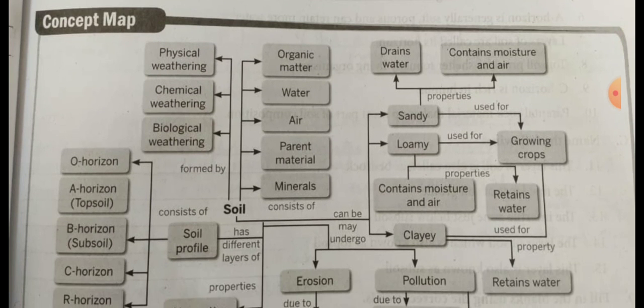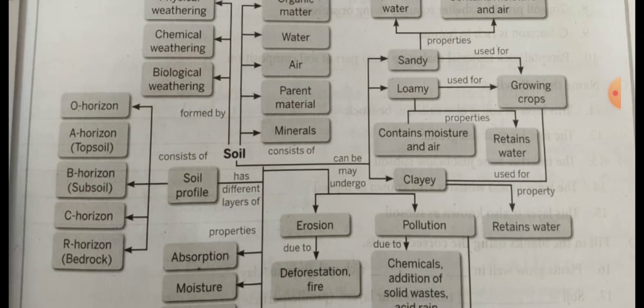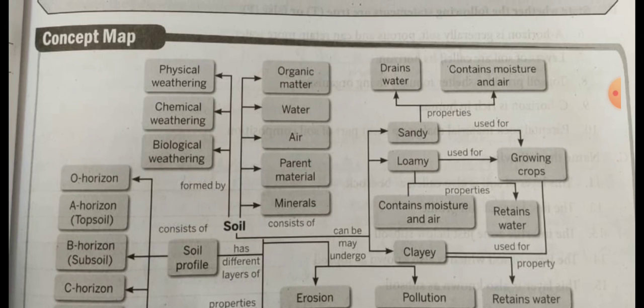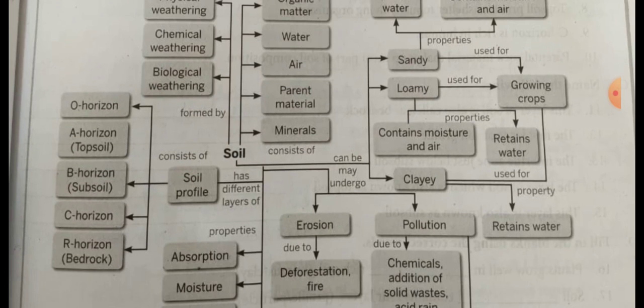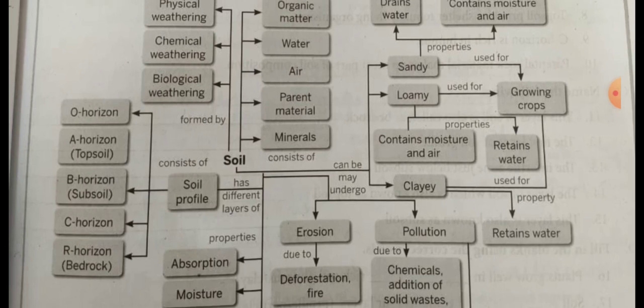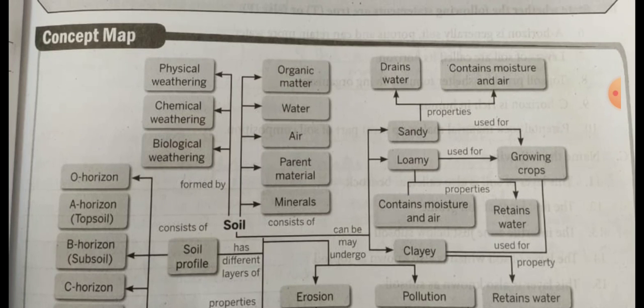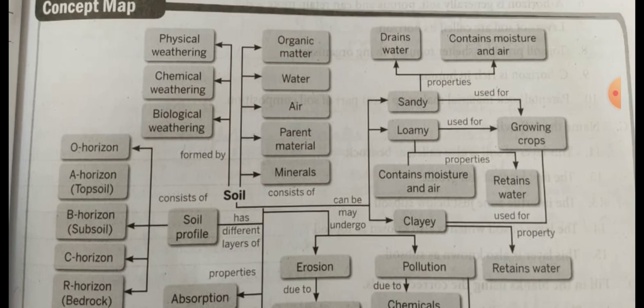Okay, soil. The soil consists of physical weathering, chemical weathering, biological weathering, then organic matter, water, air, parent material and minerals. Okay. Next, soil profile, horizons, the four types of horizons. Then next, clay, sandy soil. What are the types of soil? Sandy soil, loamy soil, clay.